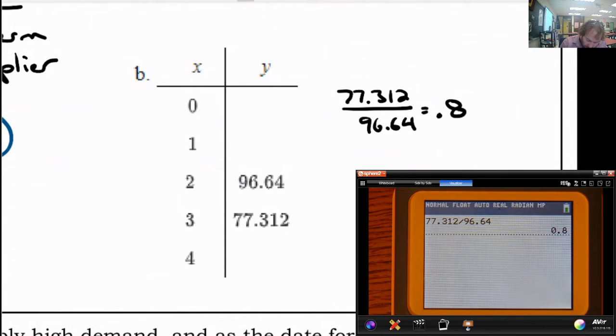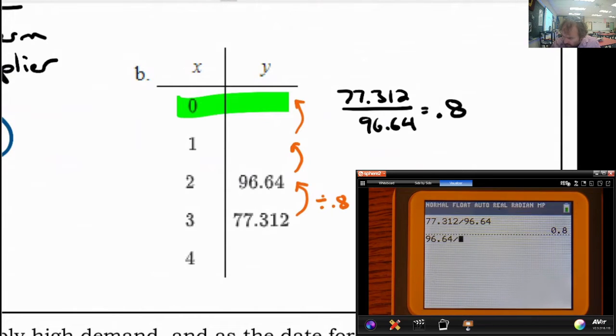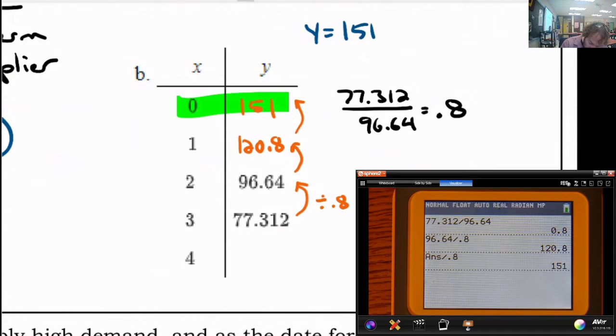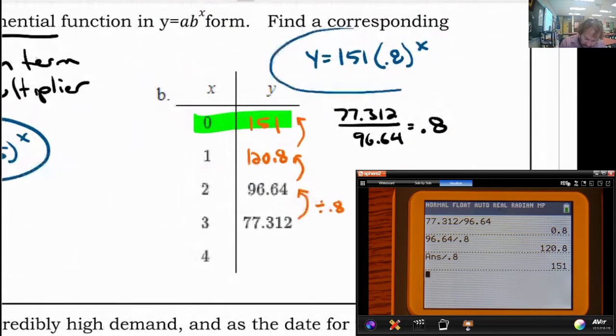Now, we actually are going to need the zeroth term, and for that, we need to go back in time. We need to divide by 0.8 to go up on this table. So 96.64 divided by 0.8 will give us 120.8, which I believe is this term right there. And if we divide that by 0.8, we will get 151, which I believe to be the zeroth term on this table. So the equation is going to be y equals that zeroth term times the multiplier of 0.8 to the x power, just like the problem right next to it.